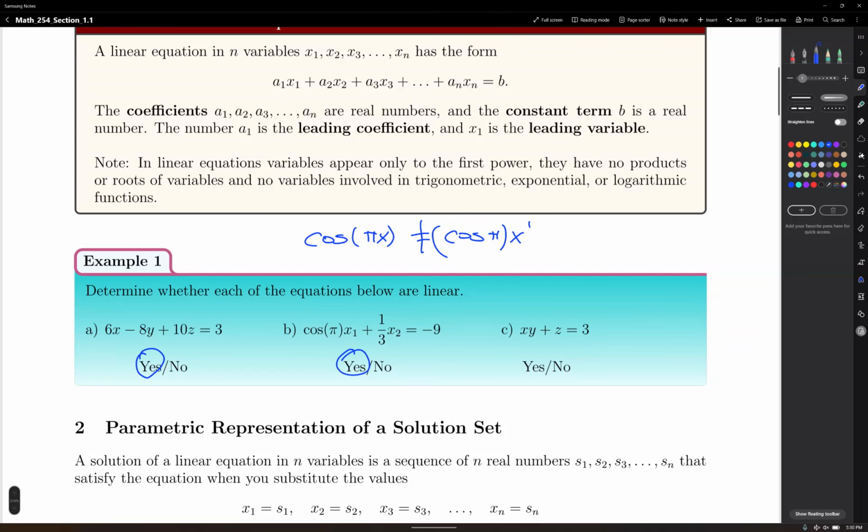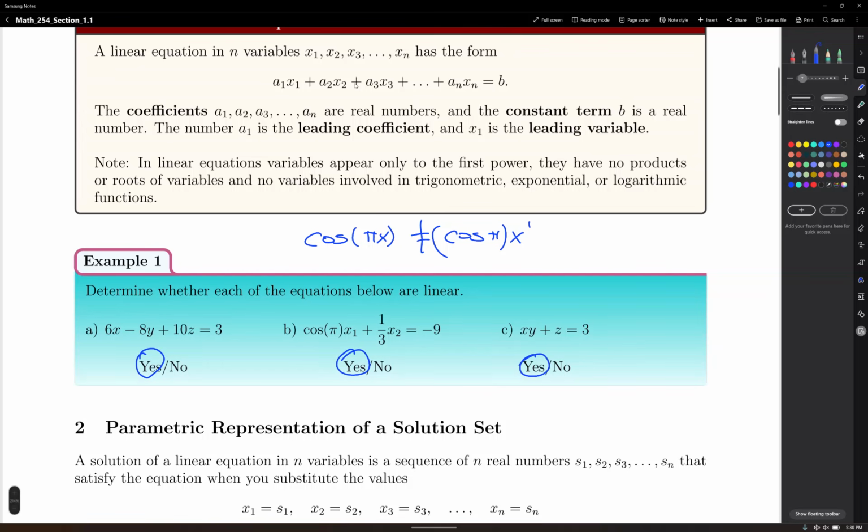No, why not? In this case, we have x to the first and y to the first. However, these two are multiplying each other, giving us a higher overall power, so it gets classified as a nonlinear equation.